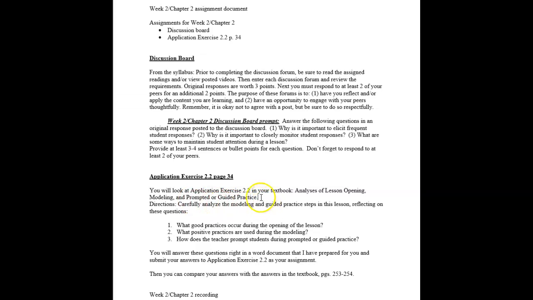Well, hopefully you said independent practice, first of all, right? And then maybe closure, assessment, something like that. But we'll get to those in future chapters. So this one, we're just going to look at the lesson opening, modeling, and prompted or guided practice. The directions say, as I'll show you in a second, carefully analyze the modeling and guided practice steps in this lesson, reflecting on these questions.